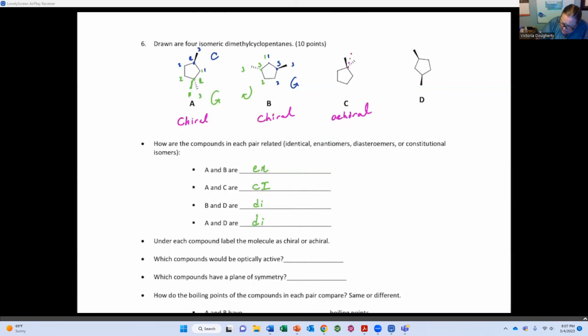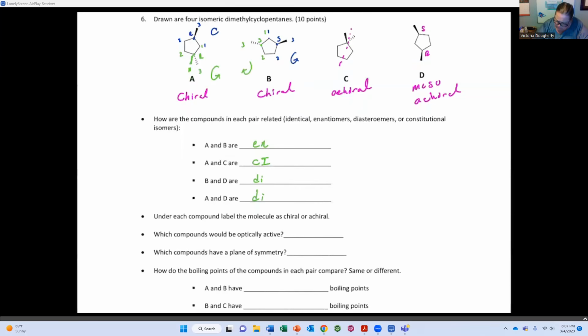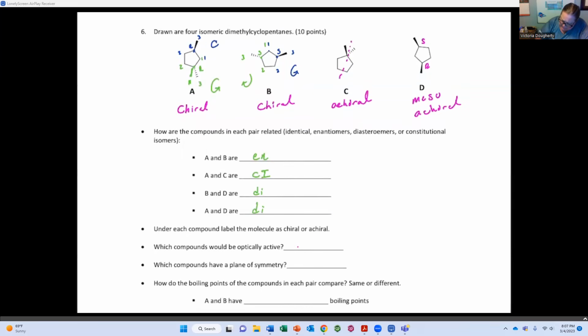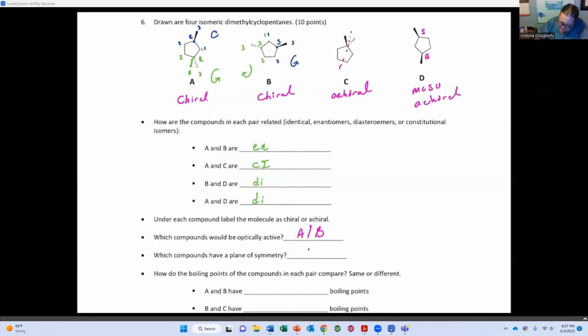Okay, why? Well, I could never assign an absolute configuration, right? D is what? Okay, it's a meso compound. So it's achiral. So which compounds would be optically active? A and B. Which compounds have a plane of symmetry? C and D. Okay.